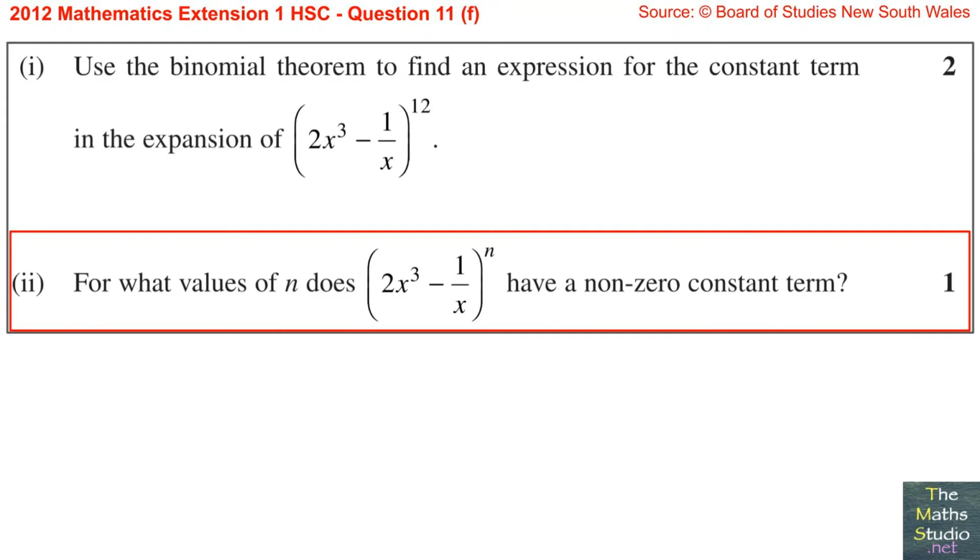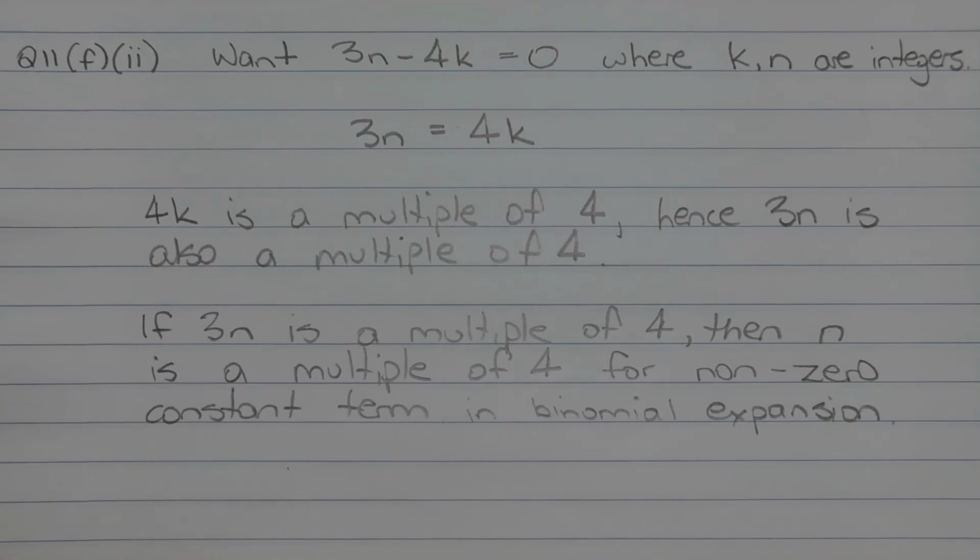Part 2. For what values of n does (2x³ − 1/x)^n have a non-zero constant term? For the binomial expansion to have a non-zero constant term, we want 3n − 4k to equal 0. Now this comes from part 1, where k and n are integers. Rearranging this equation, we get 3n is equal to 4k.